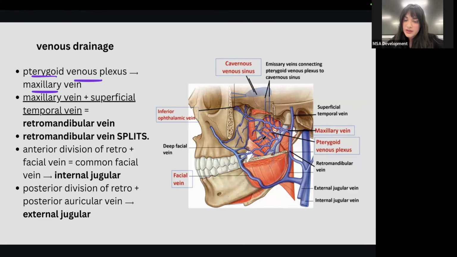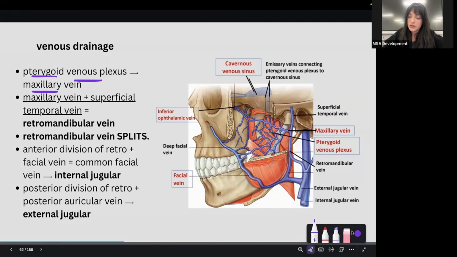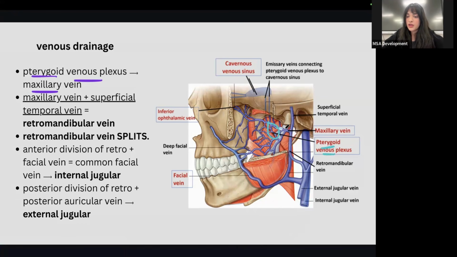Okay, so as you can look over here, this whole network is the pterygoid venous plexus. Let me change the color to blue. So this is the pterygoid venous plexus. So this area, right? It's all going to join up, as you can see, it's joining up over here. It's giving the maxillary vein. Okay, so that's done.